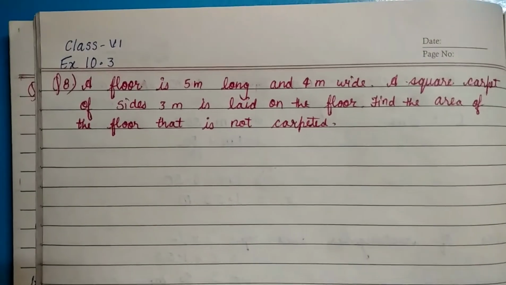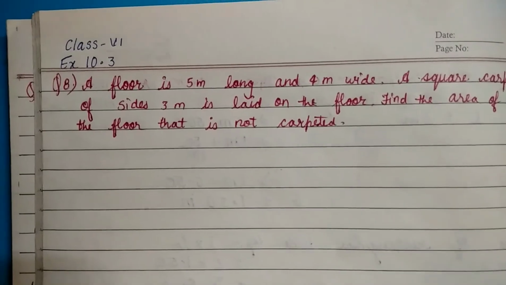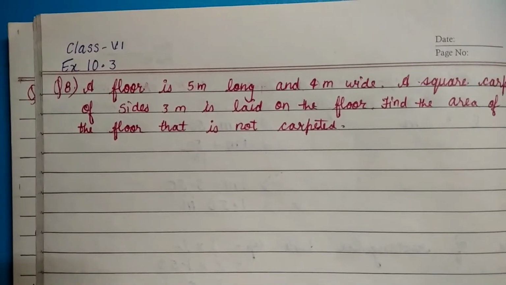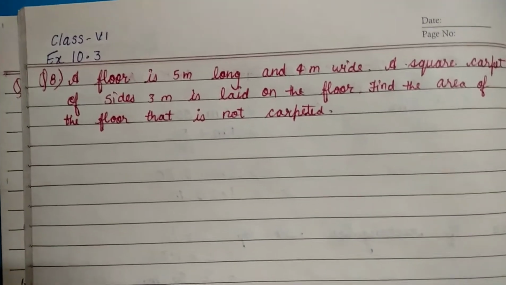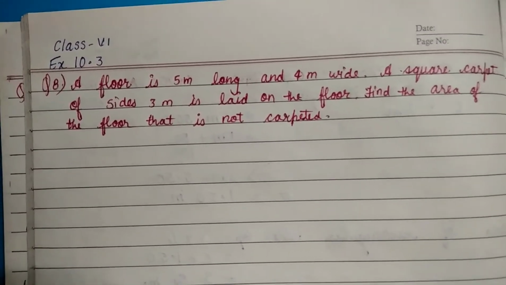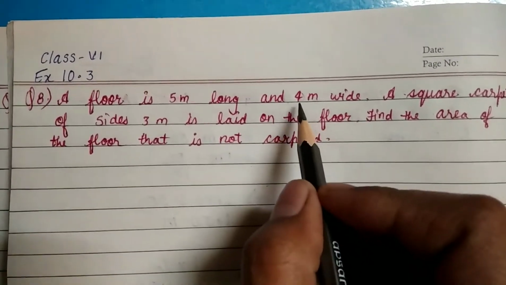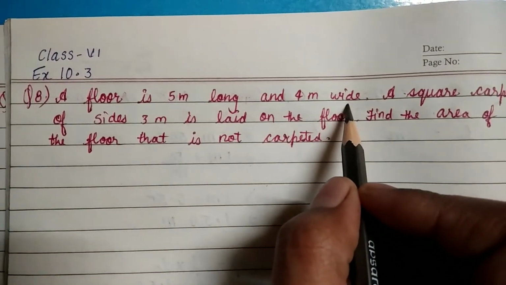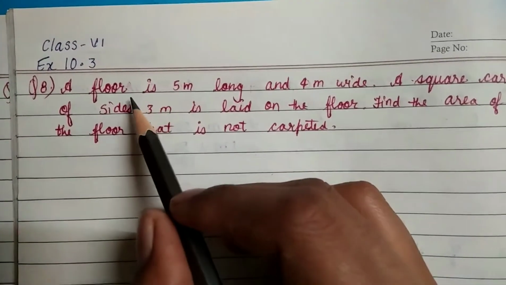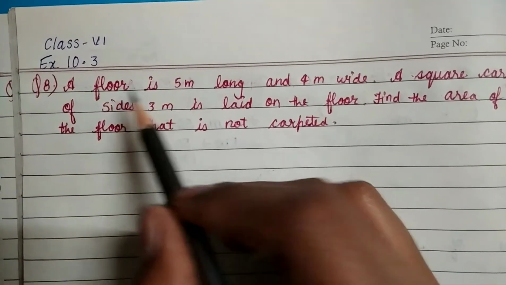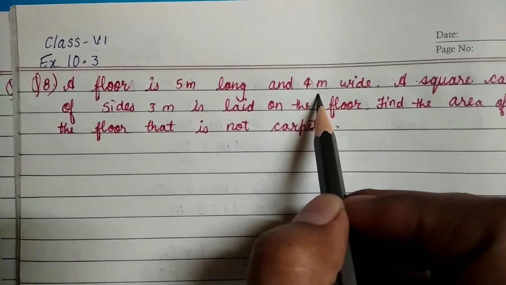In this video, we will see exercise 10.3's question number 8 to question number 12 of class 6th. Question number 8 is: a floor is 5 meter long and 4 meter wide. So floor means the inside of the room, where the floor measurement length is 5 meter and the breadth is 4 meter.